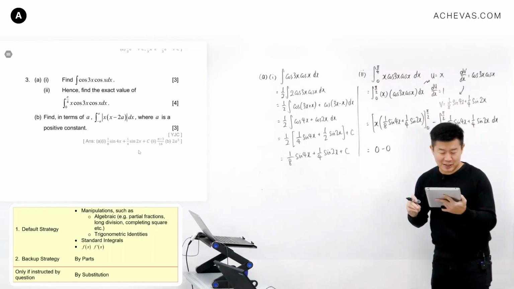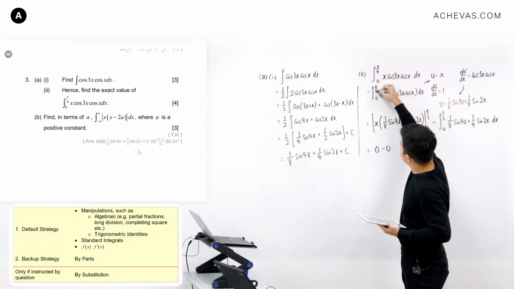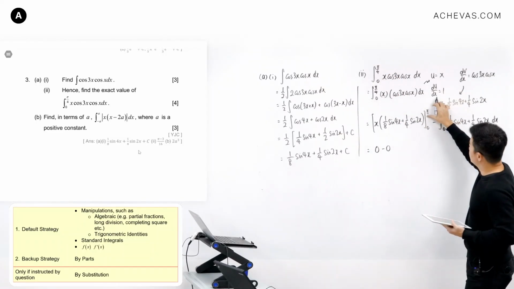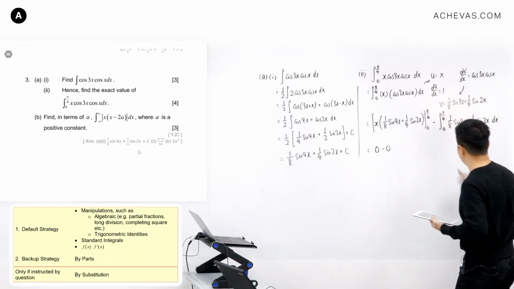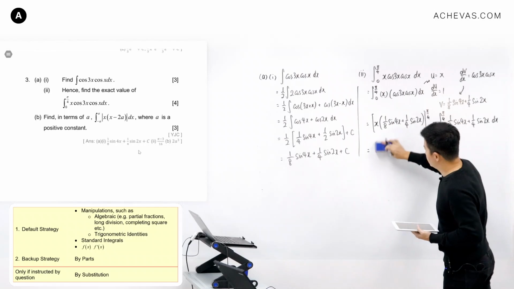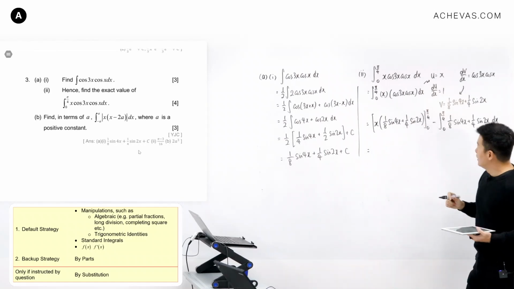Oops, I realized I've made a mistake. So let me correct my mistake. It is not pi over 2, this is pi over 4. So this is supposed to be pi over 4. Here is supposed to be equal to pi over 4. Let me correct this. Let's see whether we are still going to be getting a 0.